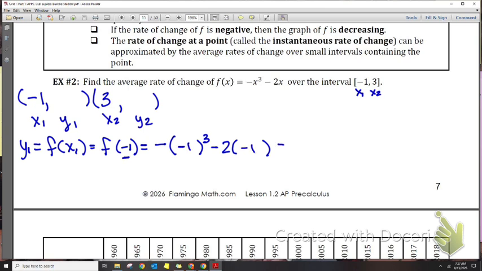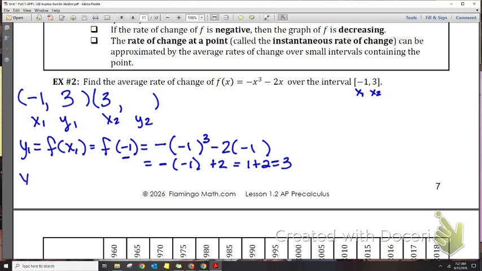All right, so I'm going to work that out. And let's see, I get, let me write it underneath it actually, save a little room there. So we have a negative 1 cubed is negative 1, and then plus 2. So negative, that's 1 plus 2, which is 3. So I know my y1 is 3.